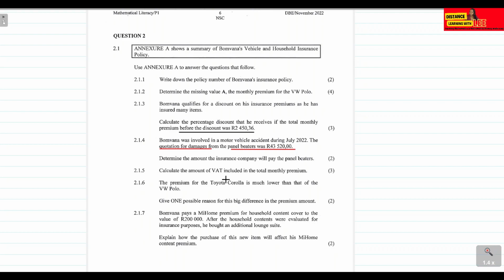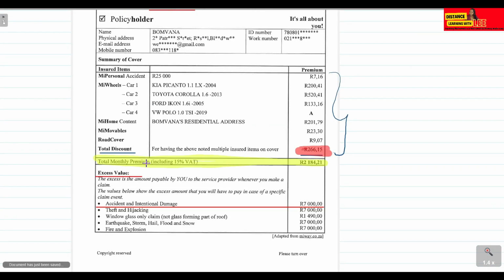Calculate the amount of VAT included in the total monthly premium. So we want to determine the amount of VAT included in the total monthly premium. What was the total monthly premium in this case? The total monthly premium including VAT was 2,184 rand and 21 cents.